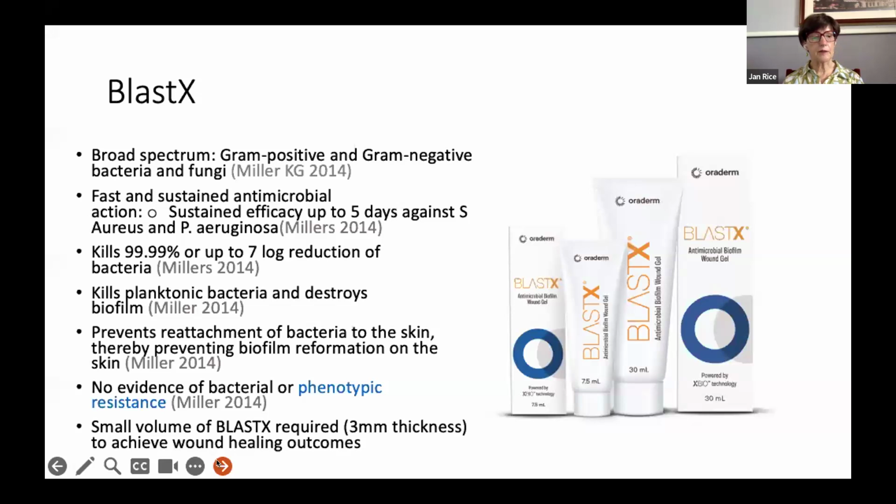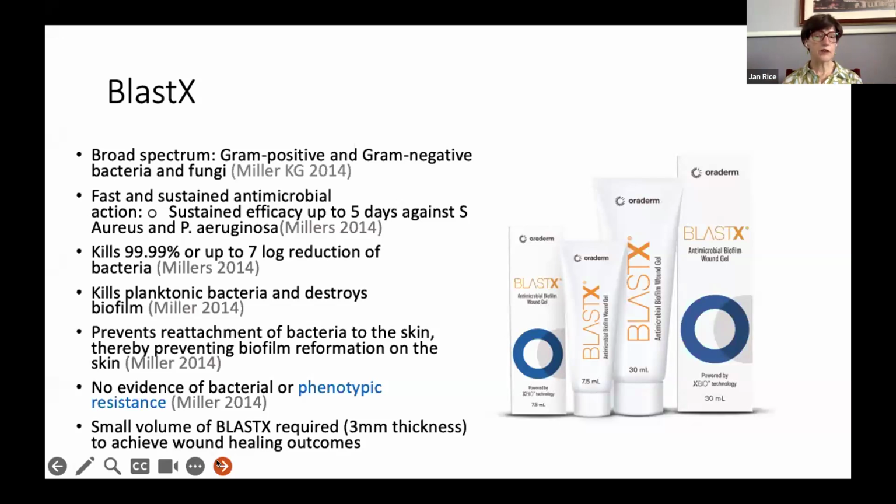I've put this product up here as a separate product to talk about. And why did I do that when I've already mentioned some of the other antimicrobials? I've put this up because it's readily available at the pharmacy. And in general practice, that's quite a good idea to be able to send your patient down to the pharmacy to buy this product. So it's sold in pharmacy by a company called Oroderm. It's called Blast X. It is a very gentle, almost natural product.